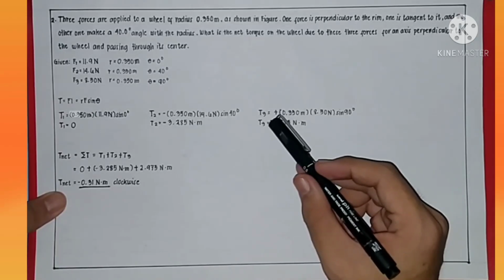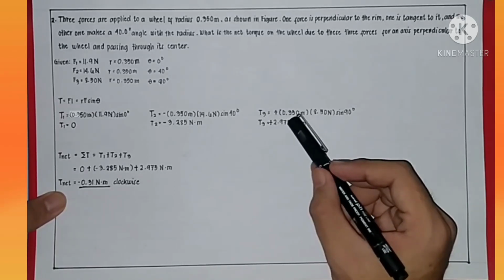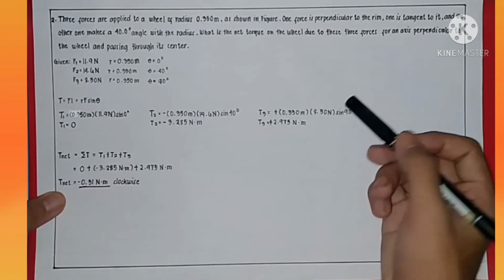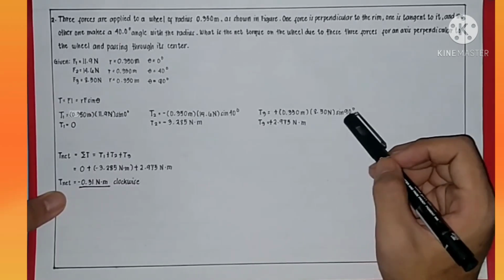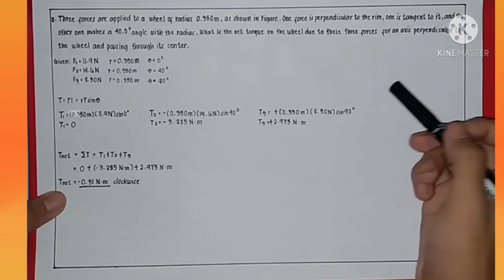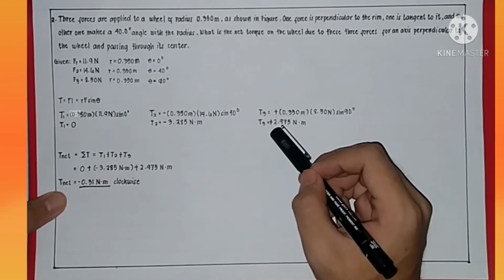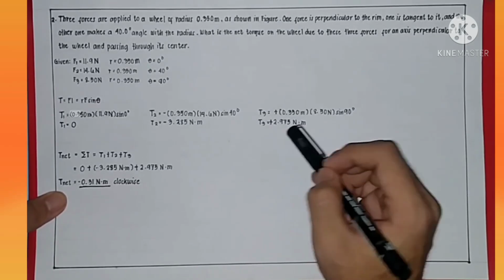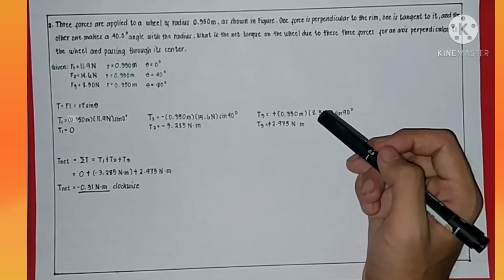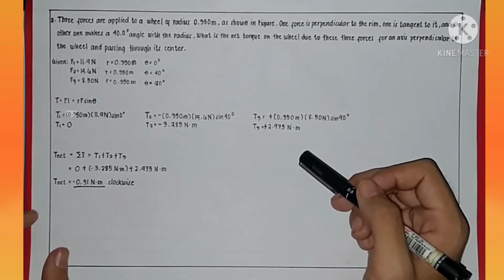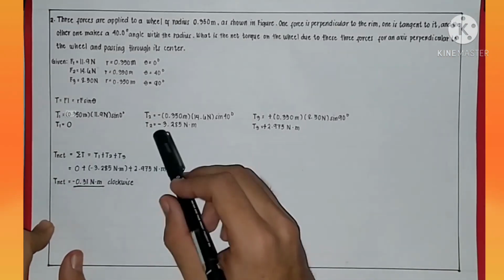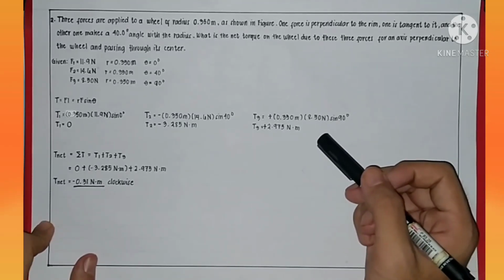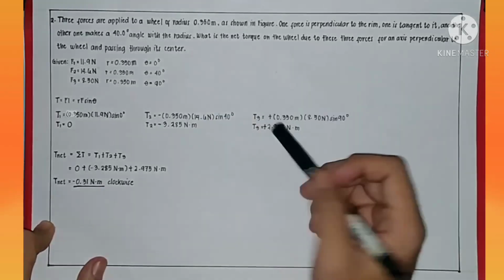For torque 3, I used the formula of positive radius times force times sine theta, which is torque 3 equal to positive 0.350 meter times 8.50 Newton times sine 90 degrees, which results in torque 3 equal to positive 2.975 Newton meter. So, since I now have the values of torque 1, torque 2, and torque 3, I can proceed to calculating the net torque.